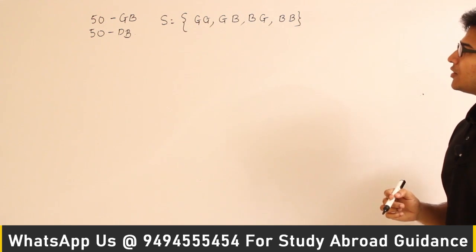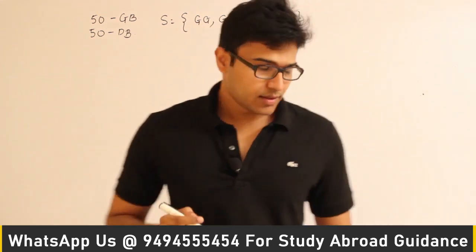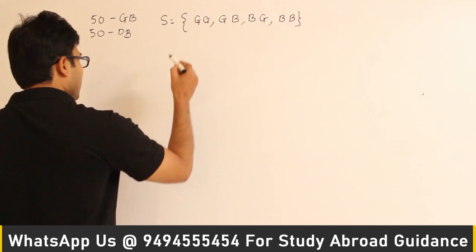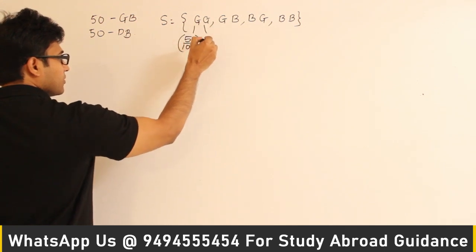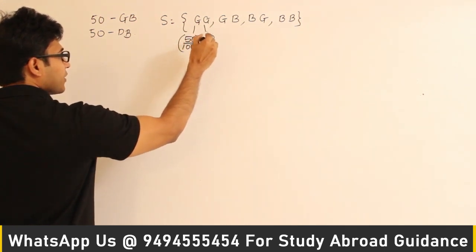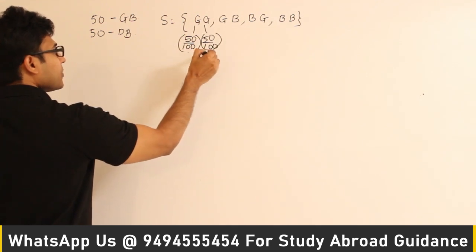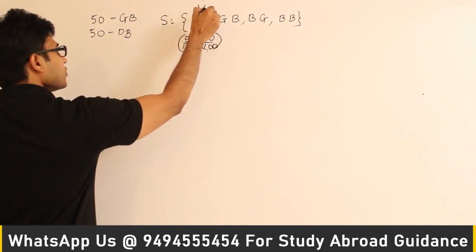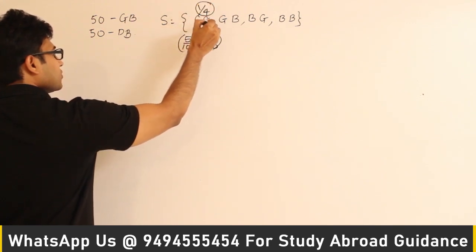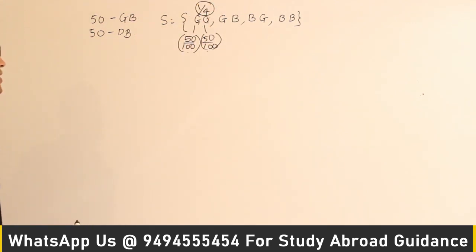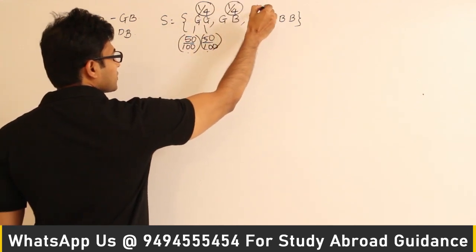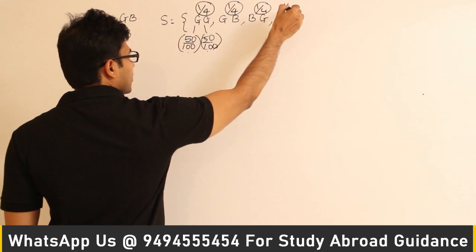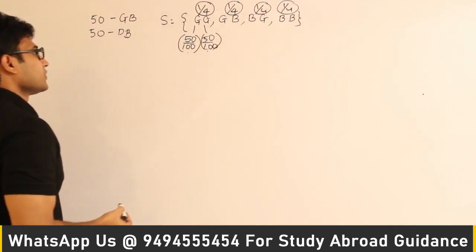Now what is the probability of each event? See this. If you have to get a good bulb, it is 50 by 100, and since you are replacing, the second good bulb will also have the same probability of 50 by 100, which means 1 by 2 into 1 by 2, which is nothing but 1 by 4. Therefore the probability for this one is 1 by 4. Similarly, the probability for this one is also 1 by 4, and this one is also 1 by 4, and 1 by 4. All are equally likely. Got it?